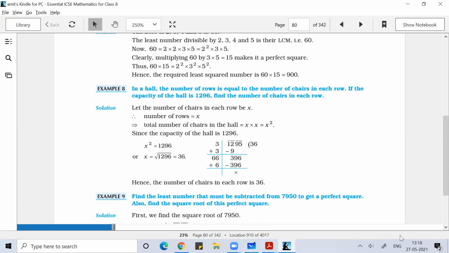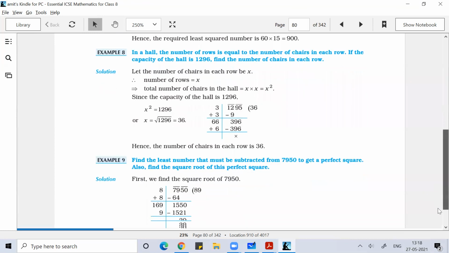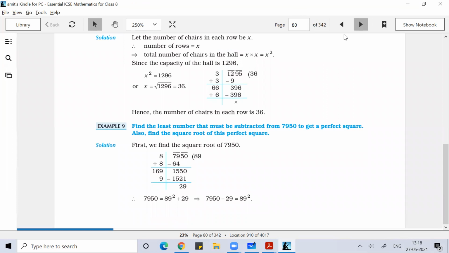Answer: I'm getting 29. Why 29? When you subtract 7950 minus 7921, you get the difference as 29. So when you subtract this, you get 7921, which is a perfect square of 89. That's why I got the answer. Yeah, 89, correct?